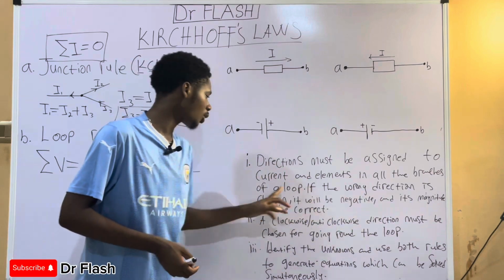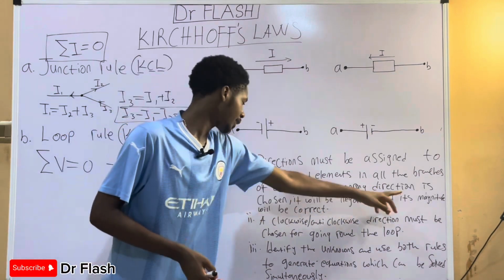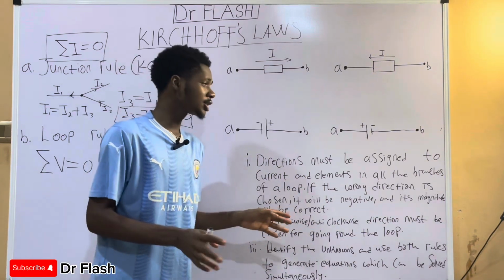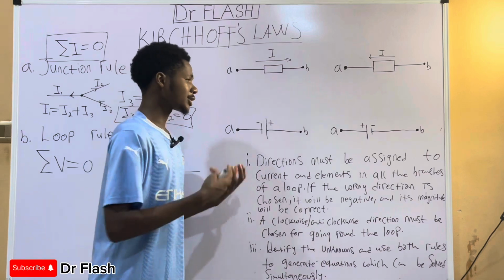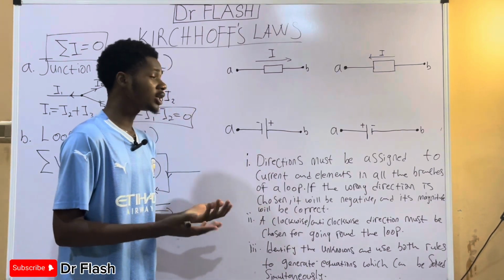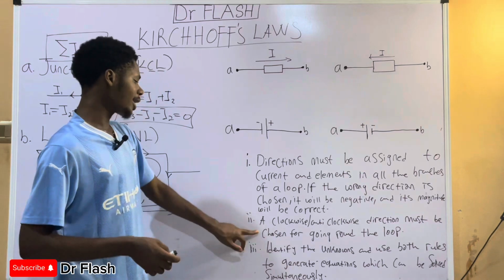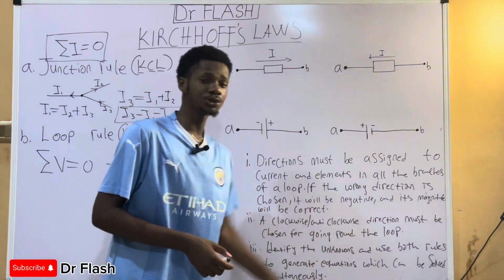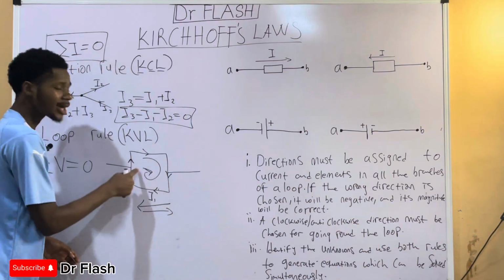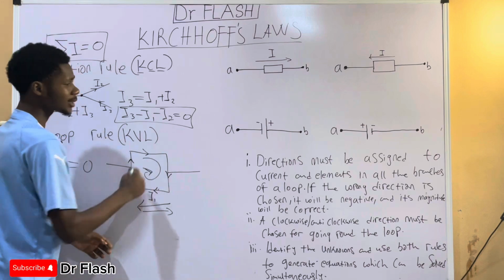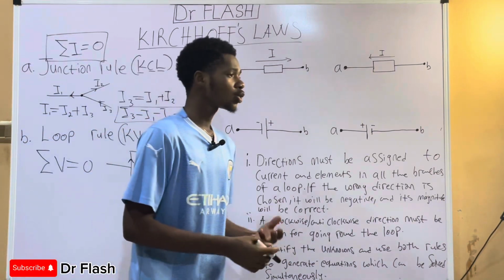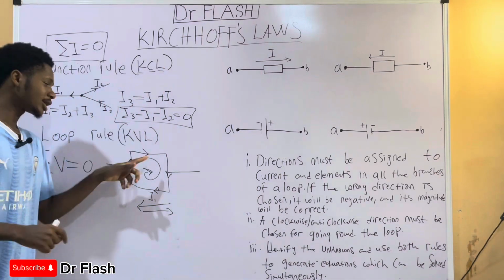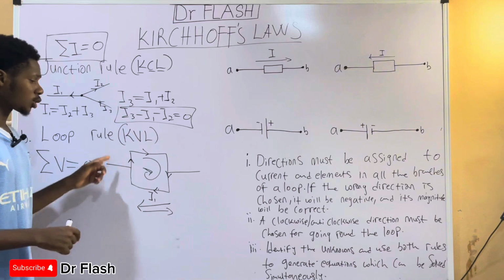Now if the wrong direction of a loop is chosen, it will be negative and its magnitude will be correct. So the only thing that changes is the sign, and the sign will simply tell you that it's supposed to be in the opposite direction. Next, a clockwise or anti-clockwise direction must be chosen for going around the loop, depending on you. Whichever one works best for you, all you have to do is pick one. It's a must.